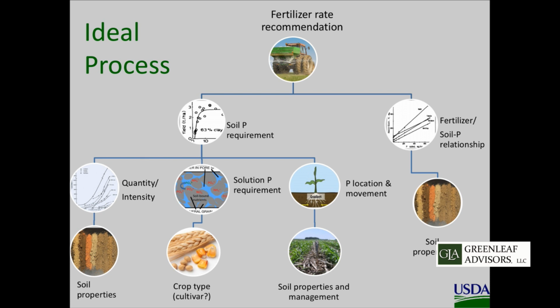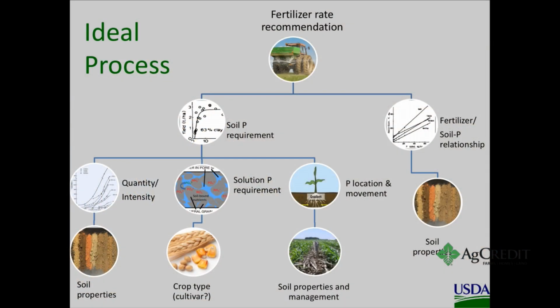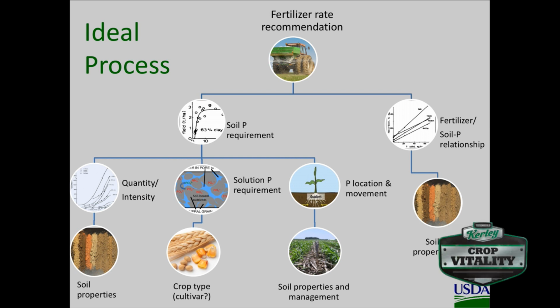All right, well, we can't stop there. The soil phosphorus requirement is a function of three things. It's a function of the quantity-intensity relationship, that is the ability of that soil to supply phosphorus to solution. It's also a function of your solution P requirement. What concentration does the plant want in solution to be happy? And where is that phosphorus located? Is it evenly distributed throughout the profile? Is it going to be near the roots? Because phosphorus isn't moving to the roots. It's not like nitrogen, where the plant just starts sucking up water and all that nitrogen's going with it. Phosphorus doesn't work that way. And those are going to be a function of soil properties and management.